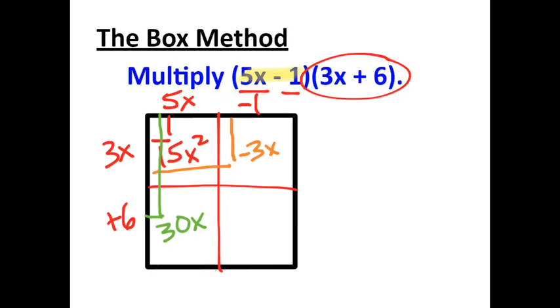And then finally, we'll cross multiply the negative 1 times the 6. Negative times a positive is a negative. 1 times 6 is 6.